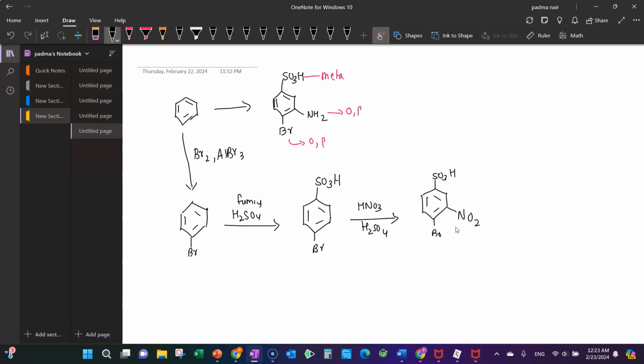Okay. But this is not my target compound, right? I need to do one more step where I reduce the NO2 in presence of zinc, HCl, right? And we can reduce the NO2 group to the NH2 group. Now we have the SO3H correctly placed. We have NH2 and then Br in place.